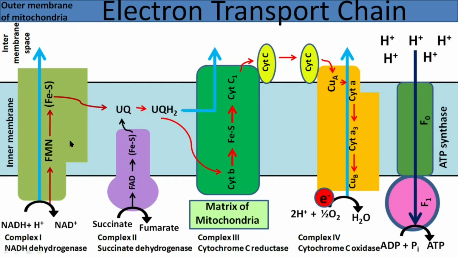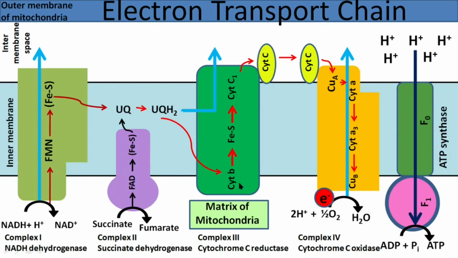This one is complex 1. It is known as NADH dehydrogenase because it removes hydrogen from NADH, thereby oxidizing NADH into NAD+. This is complex 2, which is known as succinate dehydrogenase because it removes hydrogen from succinate and converts succinate into fumarate. This is the enzyme complex that is involved in both the TCA cycle as well as the electron transport chain. It is the only enzyme of the TCA cycle which is attached to the inner membrane of mitochondria, whereas all other enzymes of the TCA cycle are present in the matrix of mitochondria.